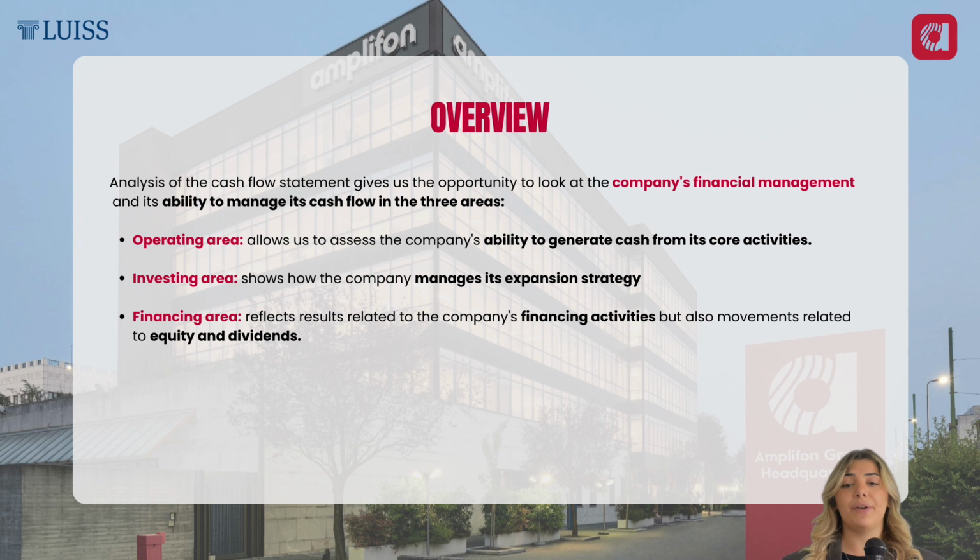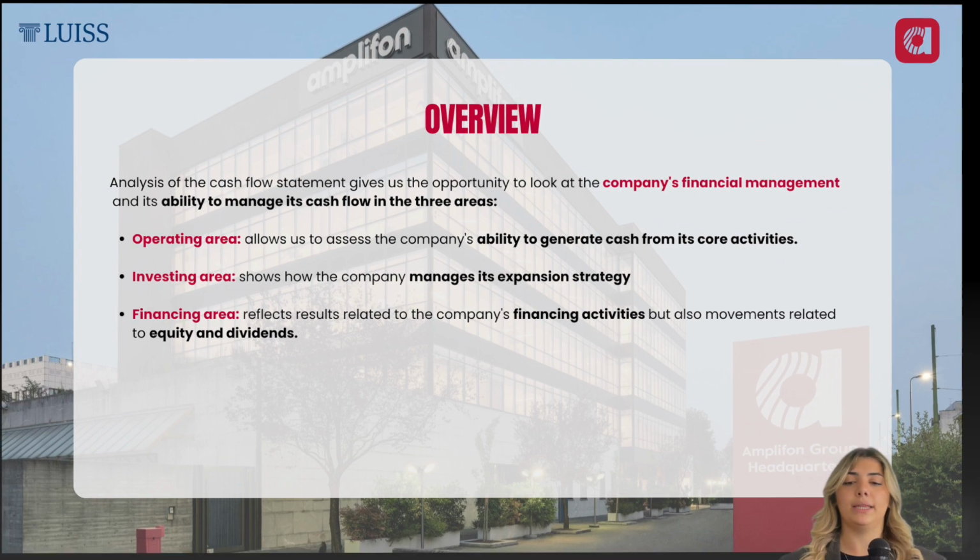In the investing area, we see how the company manages its expansion strategy. In fact, items related to the purchase of fixed assets and business units are shown, but also results related to the disposal of fixed assets. The financing area reflects results related to the company's financing activities, but also movements related to equity and dividends.